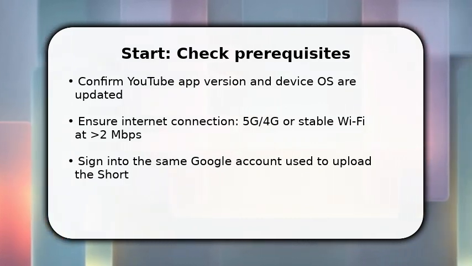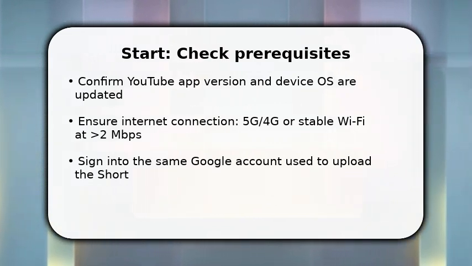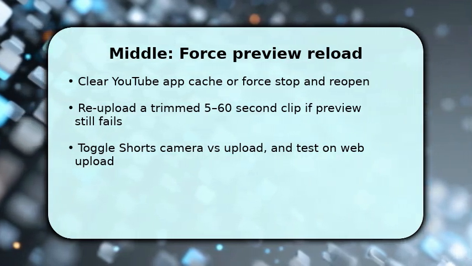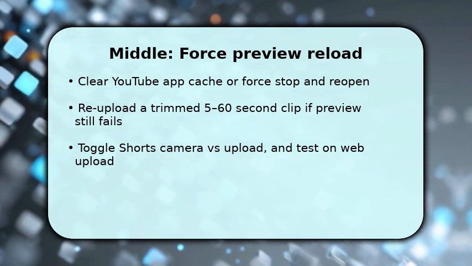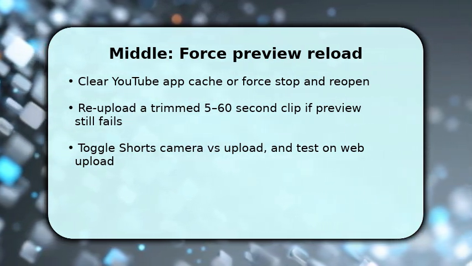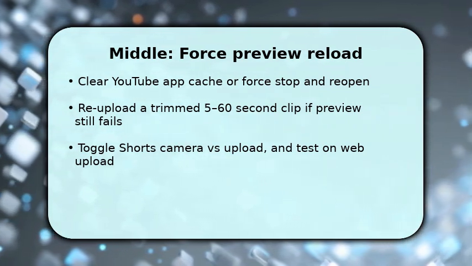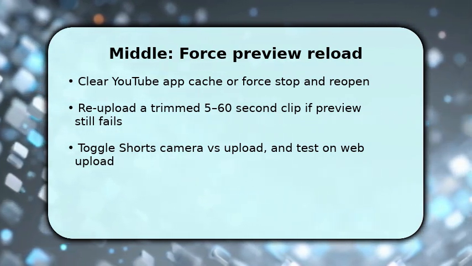Now that those items are set, proceed to live debugging steps to force a preview load. You now force a preview reload to diagnose whether the problem is local or with YouTube. Clear the app cache or force stop and reopen the app. This removes stale data that blocks previews. If that doesn't work, trim and re-upload a short 5 to 60-second clip so the processing queue restarts. Sometimes reprocessing regenerates the preview frame.